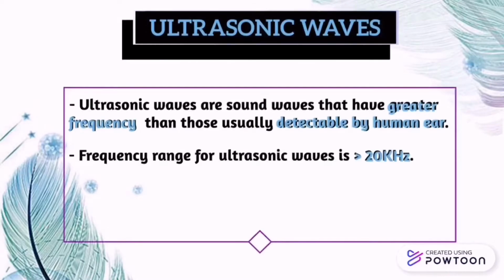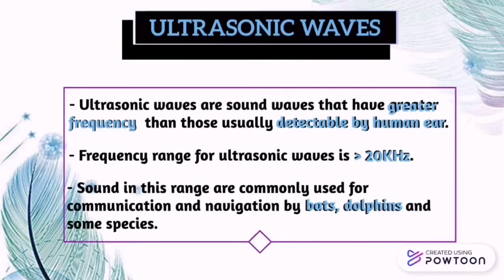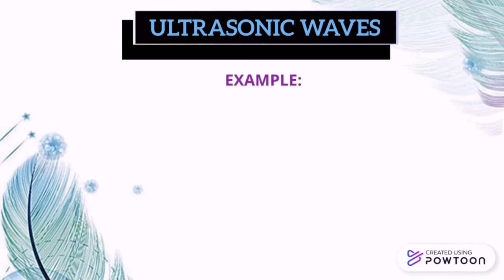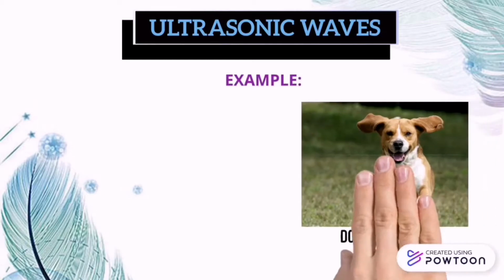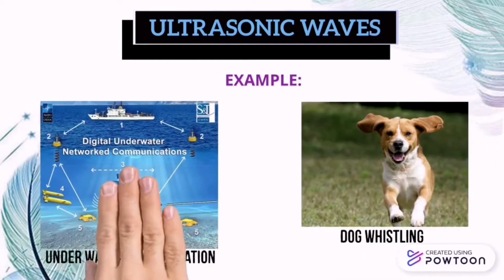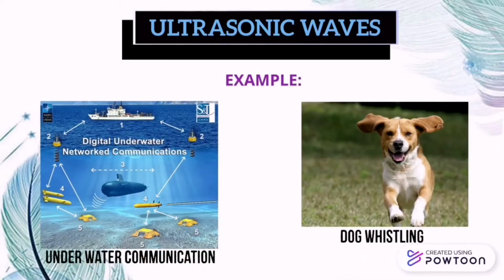Ultrasonic wave. Ultrasonic waves are sound waves that have greater frequency than those usually detectable by the human ear. The frequency range for ultrasonic wave is greater than 20 kHz. Sounds in this range are commonly used for communication and navigation by bats, dolphins, and some species. Examples of ultrasonic wave are dog whistling and underwater communication.